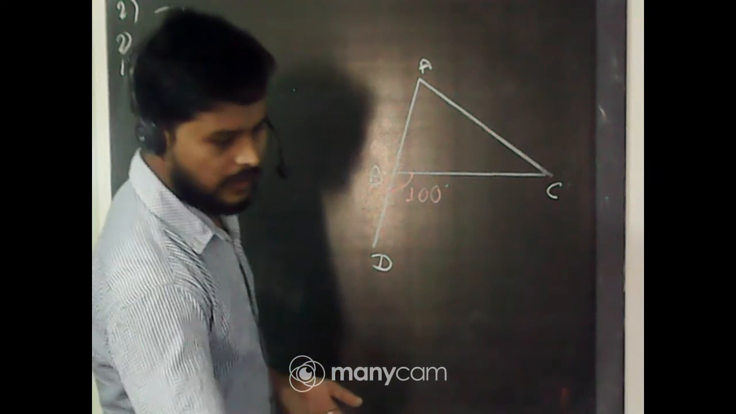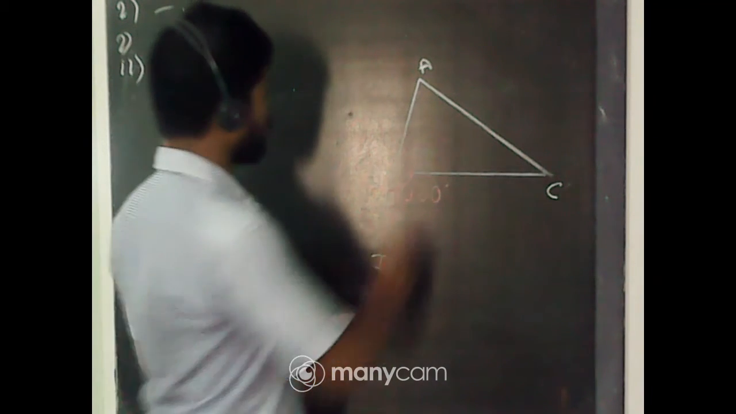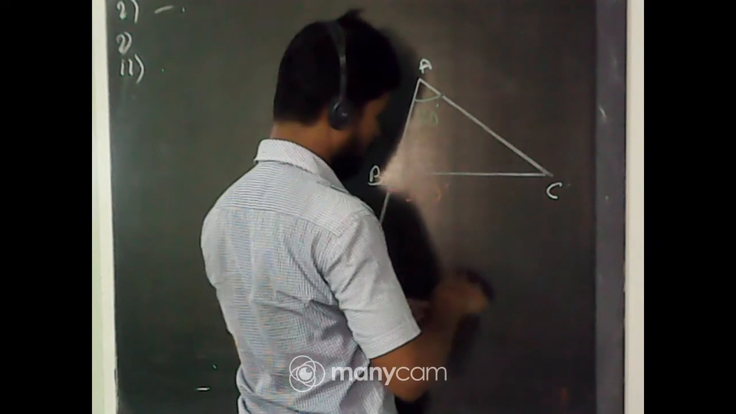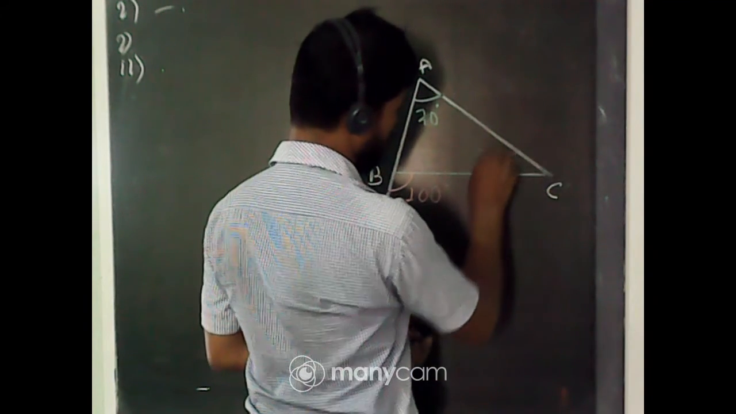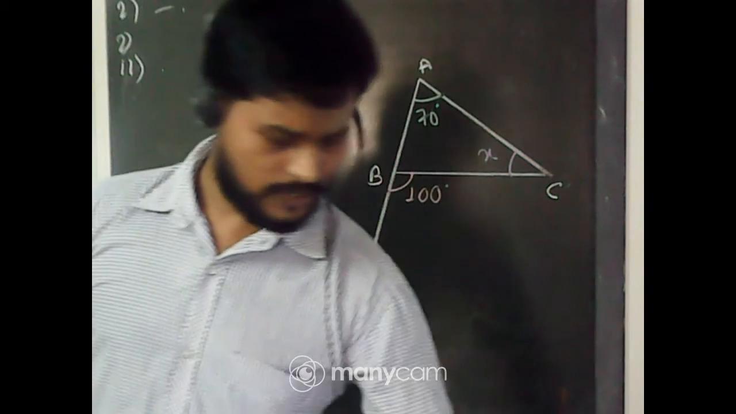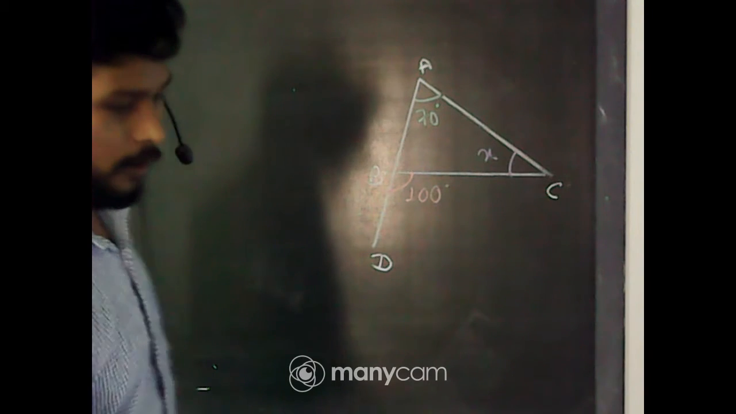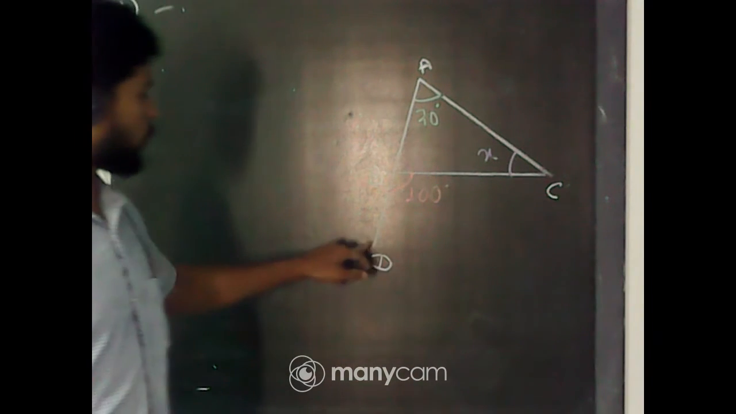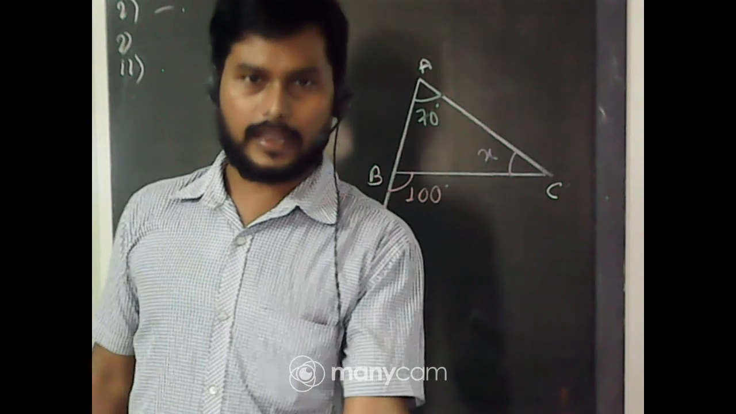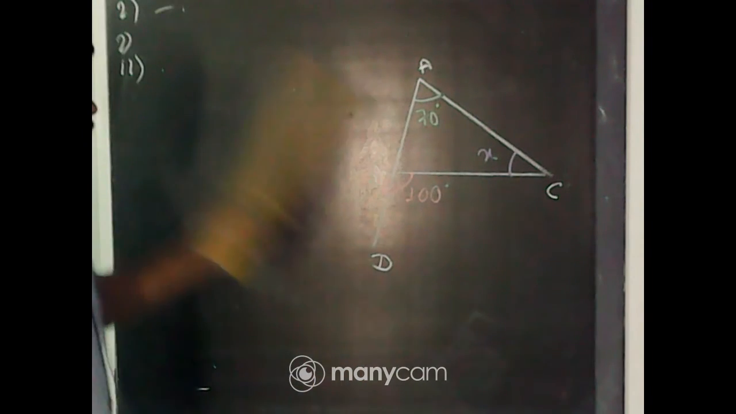Okay, and two opposite interior angles are given. This angle is equal to 70 degree and this angle is x. We have to find out the value of x. You can see that one side AB of the triangle ABC is produced to the point D, so we can apply the exterior angle property of the triangle ABC.